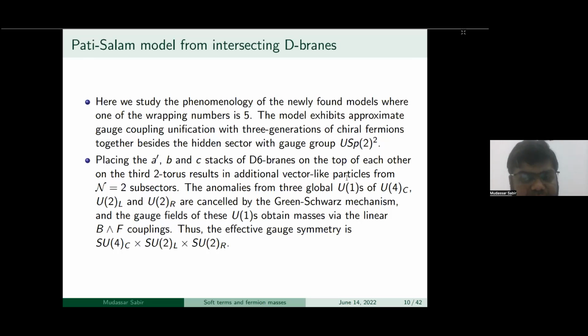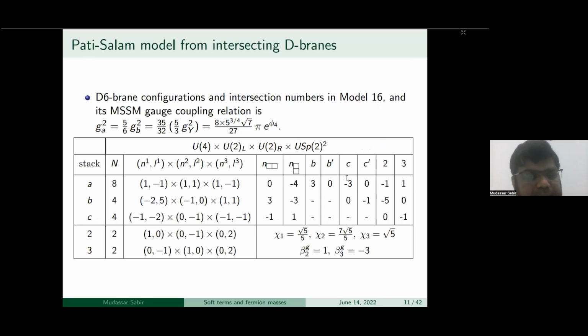U(1)s of the unitary 4, unitary 2 left, and unitary 2 right are cancelled by the Green-Schwarz mechanism, and the fields and the gauge fields of these U(1)s become massive by the linear B wedge F couplings. Thus, the effective gauge symmetry is the Pati-Salam symmetry, SU(4) color times SU(2) left times SU(2) right. This is the main model we are going to study.